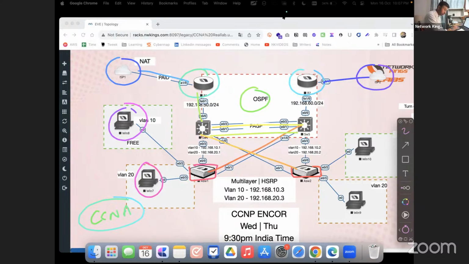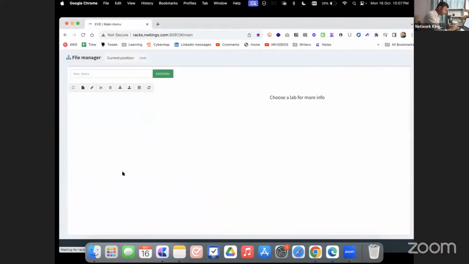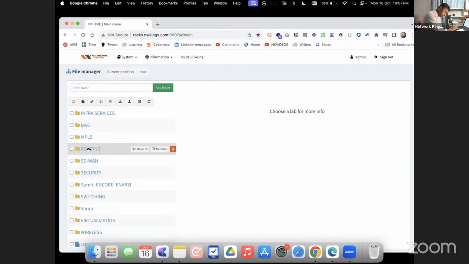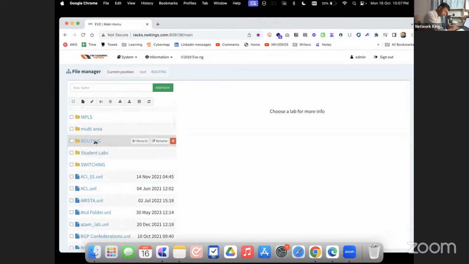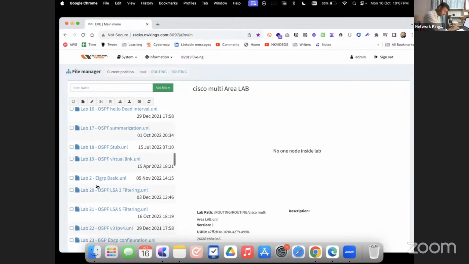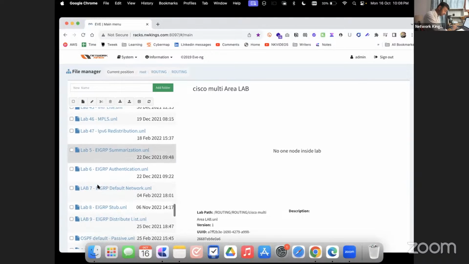Let me show you. This is one of the labs, and we have almost 100 plus labs like this. You can go and practice any lab. Let me show you another guide. The best part in networking is that some labs are very, very powerful. If you are learning about my BGP classes, you can see lots of labs.